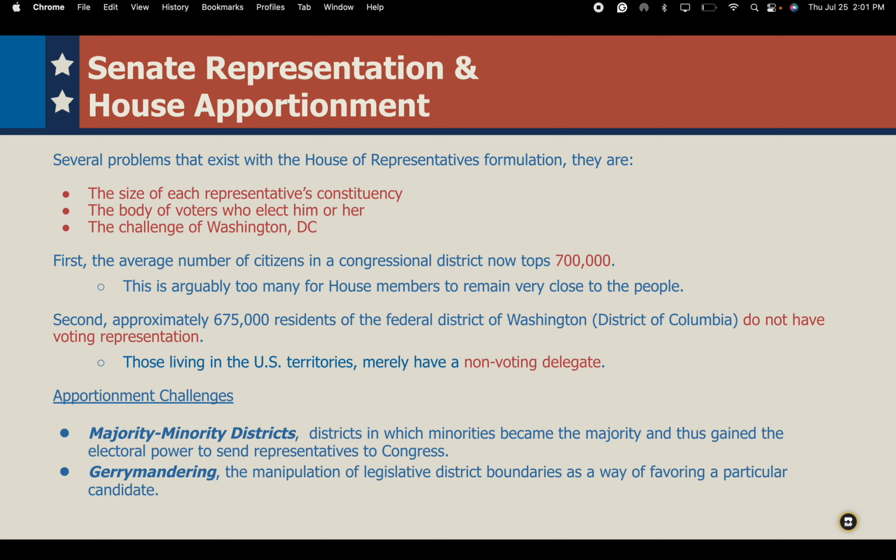Washington, D.C. holds no representation at all, despite the fact that it has millions of citizens living there, right? We also have a variety of territories and districts outside of our country, like Puerto Rico, Guam, the Mariana Islands, the Virgin Islands, that have no representation or say in Congress whatsoever.